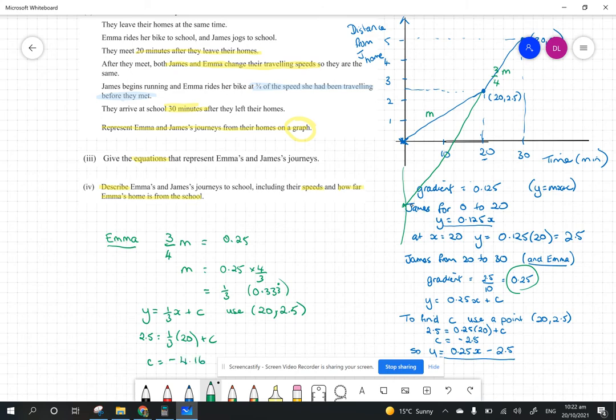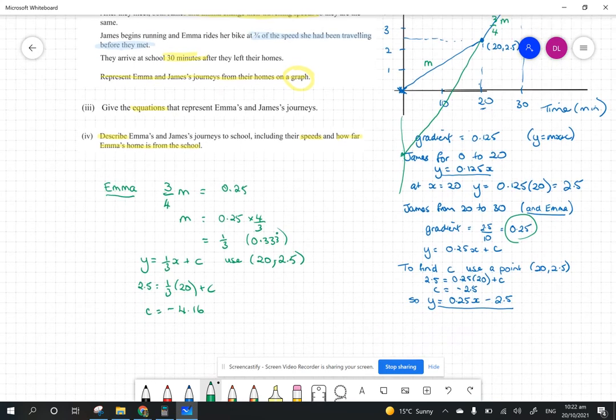And that makes sense because she's down here. Okay, that is done for, we'll just write that equation there. So we're going to write down y equals 1/3 of x minus 4.16, and that is for Emma from 0 to 20 minutes. Okay, we'll go to the last part in the next part. So here we go. Stop now.